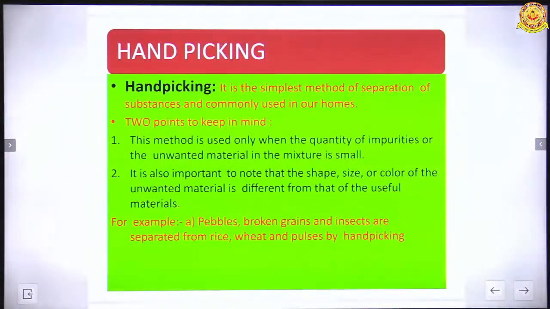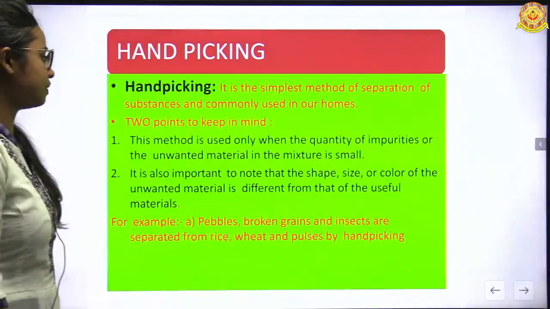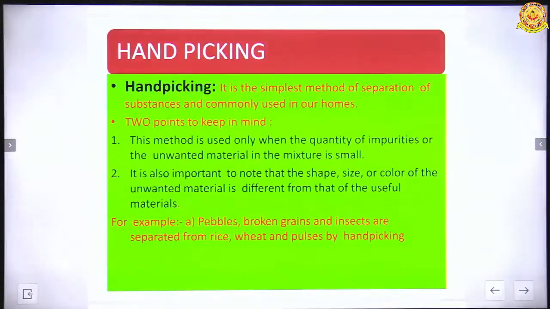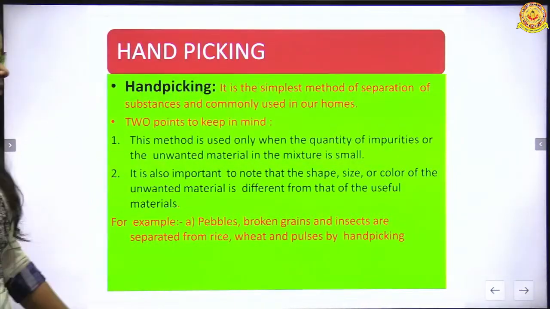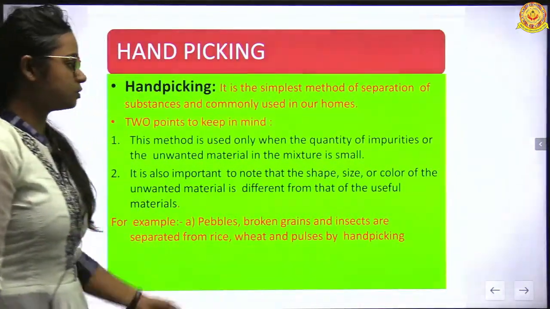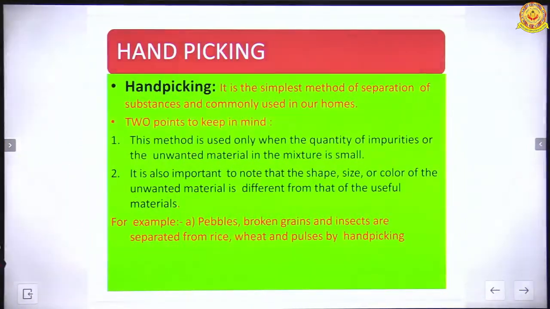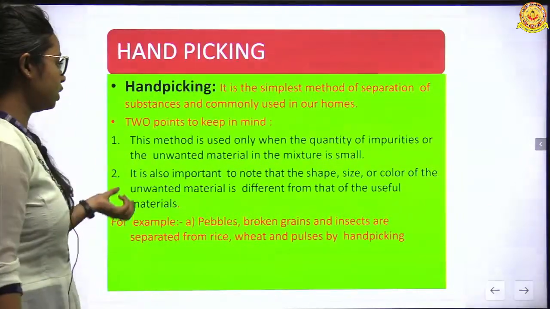First, there are 2 points to keep in mind. First, this method is used when the quantity of impurities or unwanted substances is small. That means you can use this method only when the quantity of the substance is small.